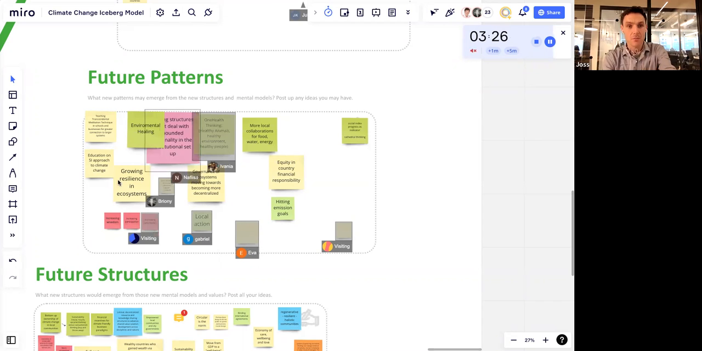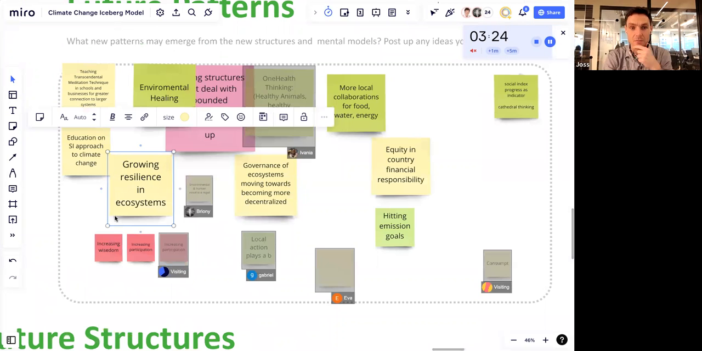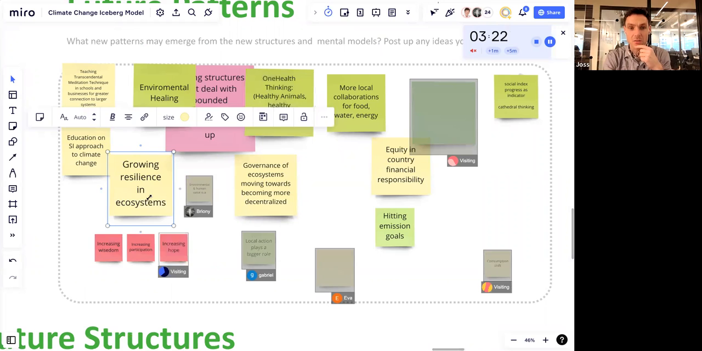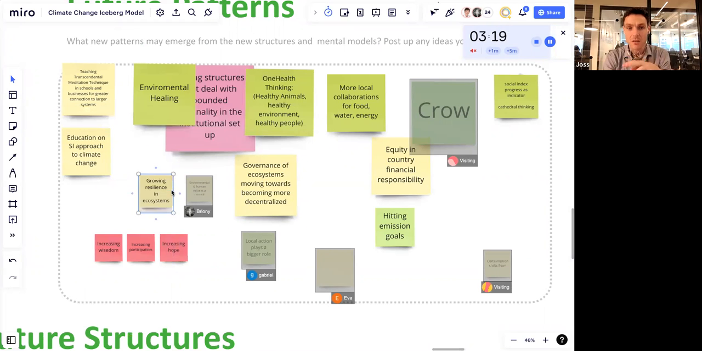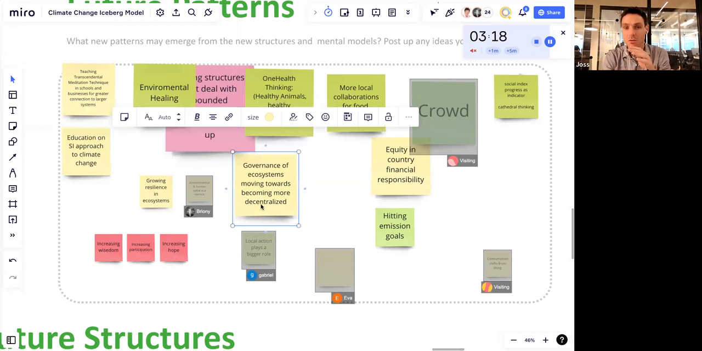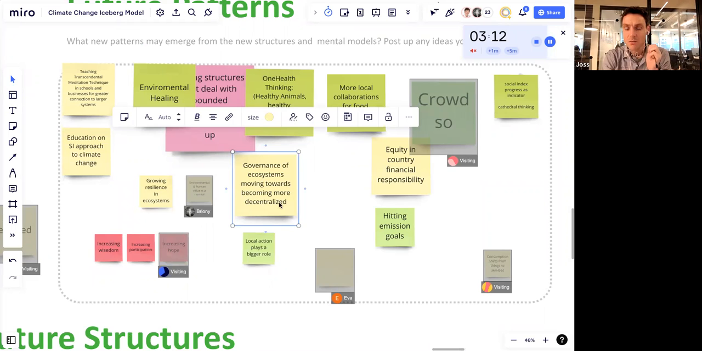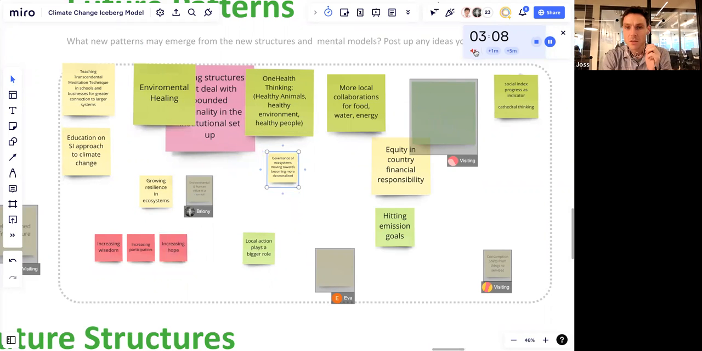I just posted up an example here, growing resilience in ecosystems. That could be a trend that we might see in 20 years or something like this, or governance of ecosystems moving towards becoming more decentralized. Just a couple of examples.